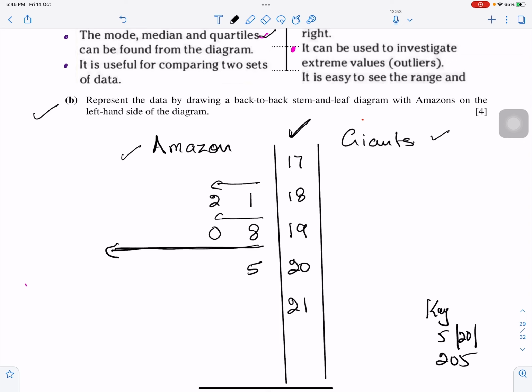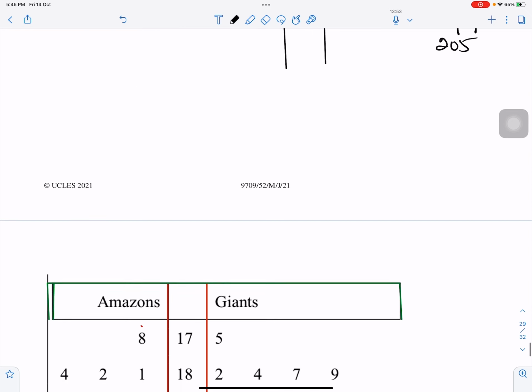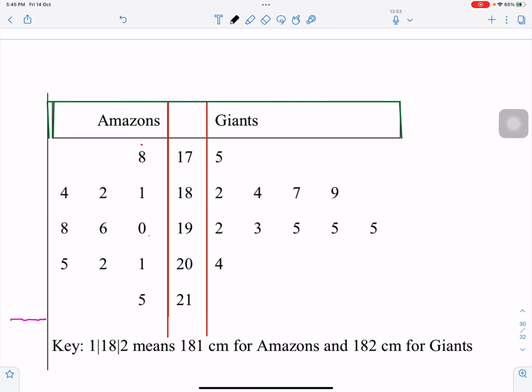Now I'm showing you the one which I have already drawn to save time. Similarly, we fill up the data on this side also. So here is the data I have drawn for you, and here is the key we have written. If you want to pick this part to write your key, you can write it like this.